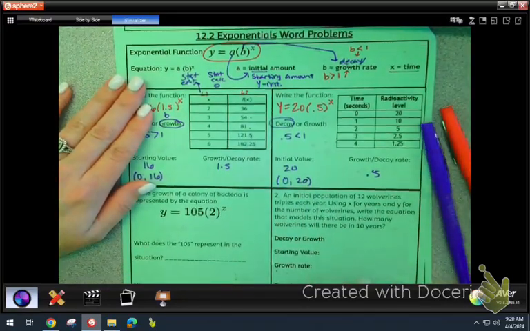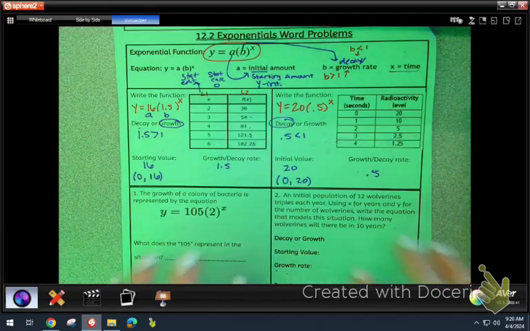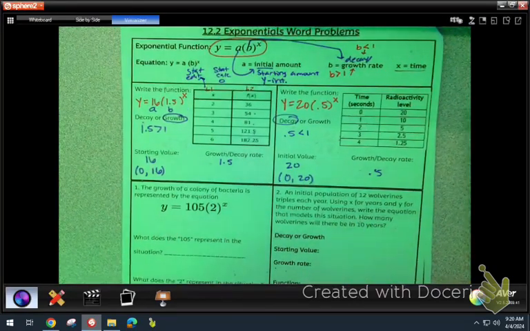So what we're going to get into today, again, we need to know these facts. We need to know A represents our initial or starting amount. We need to know that B is what we're growing or decaying by. But then we're going to be using these models to make predictions to find future amounts. So everything today is going to be a word problem, a story. We're not really looking at the graphs today. That was last class.